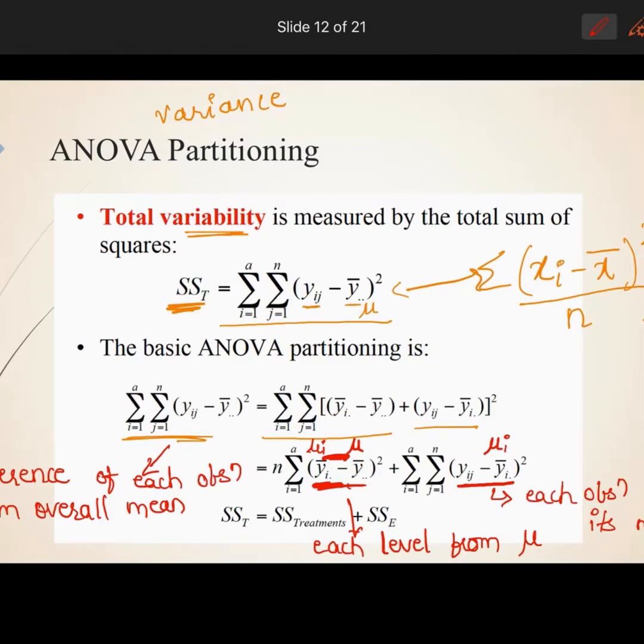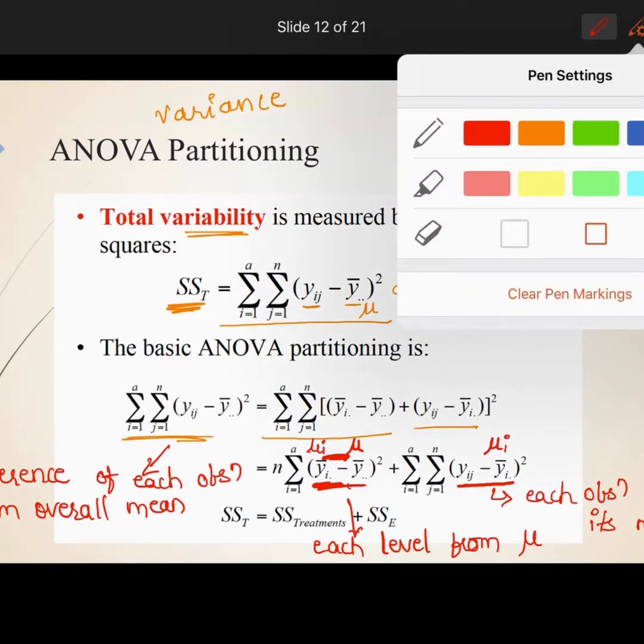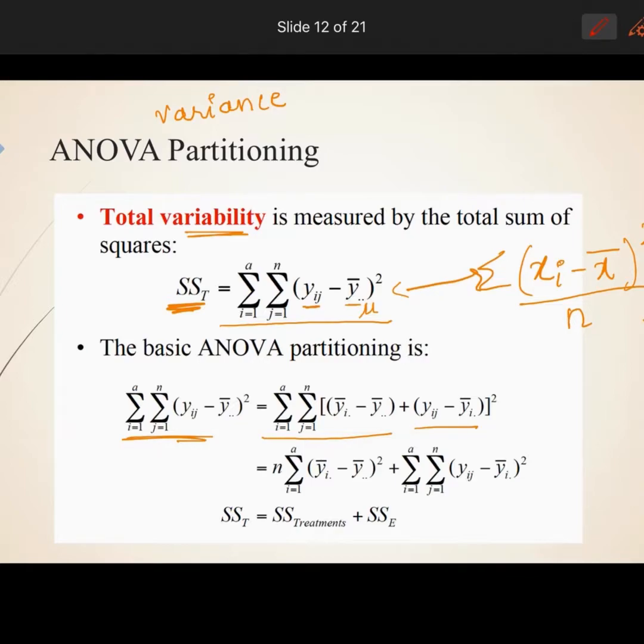All right, so this measure here gives the variability between the treatments. Okay, like how much each treatment varies from other treatments, because we are subtracting each treatment average from the overall average here. So this is between treatments, and this is within treatment or within level. All right, because we are subtracting each observation from its mean here. So this tells us, in a given level, how each observation is different from others.